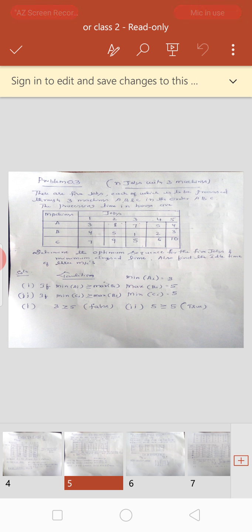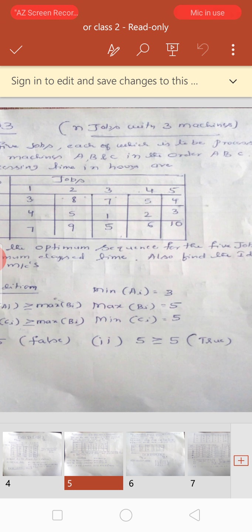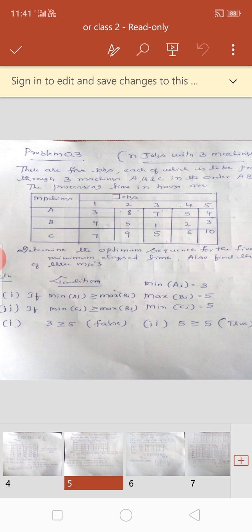How do we convert the three machines problem into two machines? For that we have two conditions. If any one of the conditions is satisfied, then you can convert the three machines into two machines. What are those two conditions? Let's see. Look at machine A with respect to all the jobs. What is the minimum value there? 3 is our minimum value, pertaining to the first job. Minimum A value is 3. Is it greater than or equal to the maximum value of machine B? What is the maximum value of machine B? That is 5, pertaining to the second job.